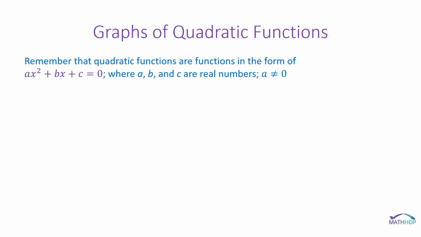Remember that the quadratic functions are written in standard form as ax squared plus bx plus c equals 0. Remember the highest exponent is 2. A, b, and c are simply real numbers, and clearly a cannot be 0 because then we would not have a squared term and we would not have a quadratic.